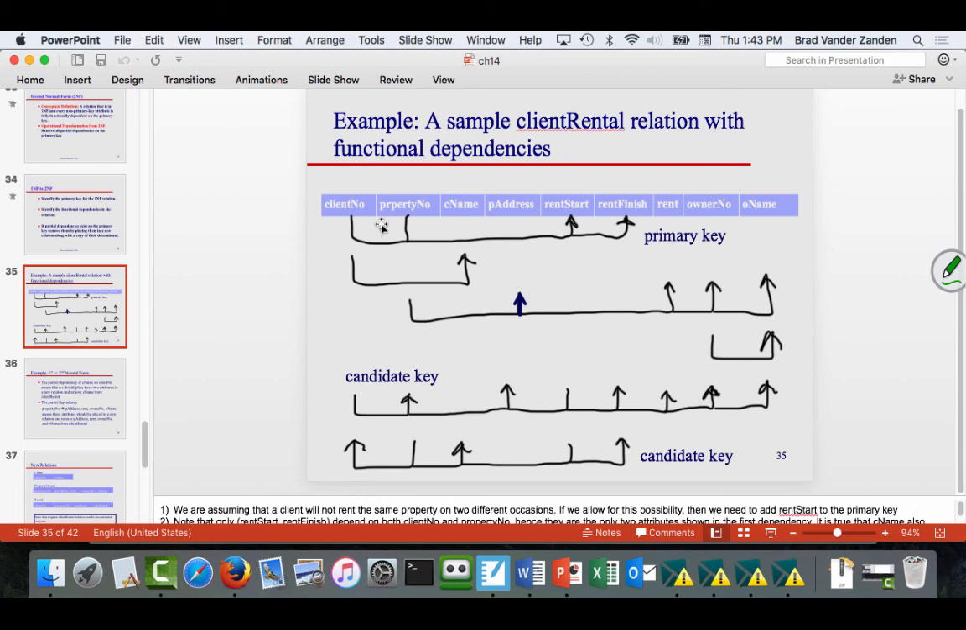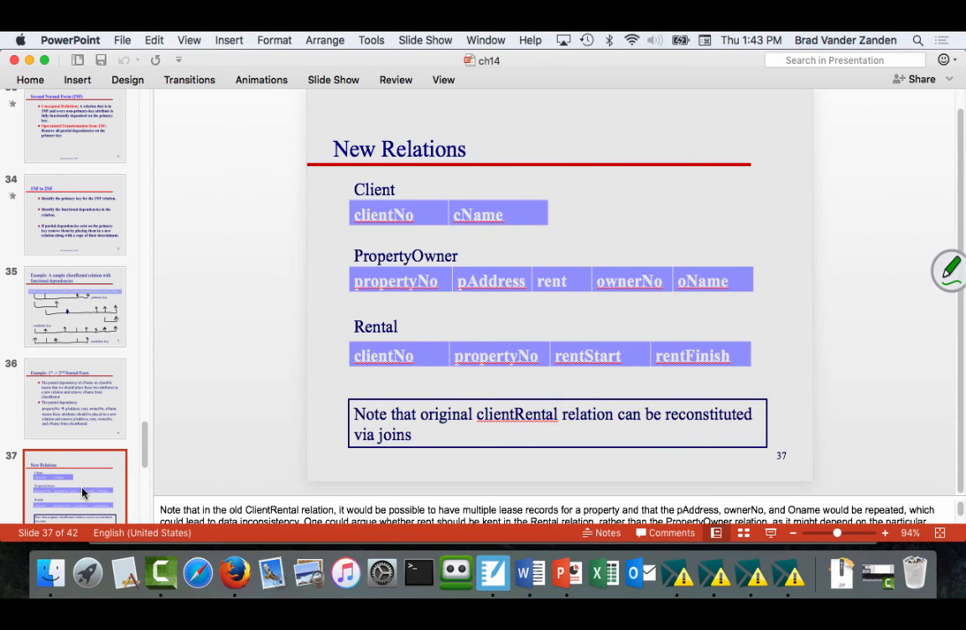Okay, but since we're going to use the client number and the property number as the primary key, we need to eliminate partial dependencies involving this particular functional dependency. And the two we have are client number determines client name, and property number determines all these other attributes. So what we do is we create two new relations, one that has client number, client name, the other that has property number with its attributes, and we have removed the right-hand side attributes from the old relation, which is rental. So rental is the old relation. Property owner and client are the two new relations. And we can reconstitute the original relation through joins on the client number and the property number.